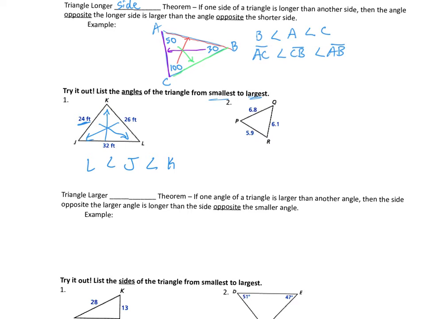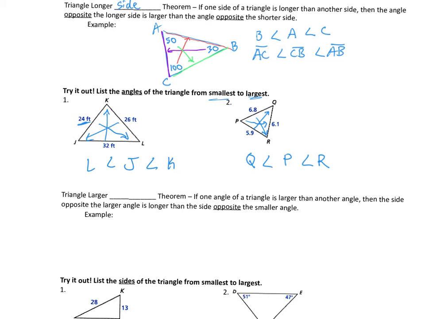Let's look here. Q matches up with 5.9, which is the smallest. So Q is the smallest. Next, we have P. And then next, we have R, which matches up with 6.8, which is opposite from that.